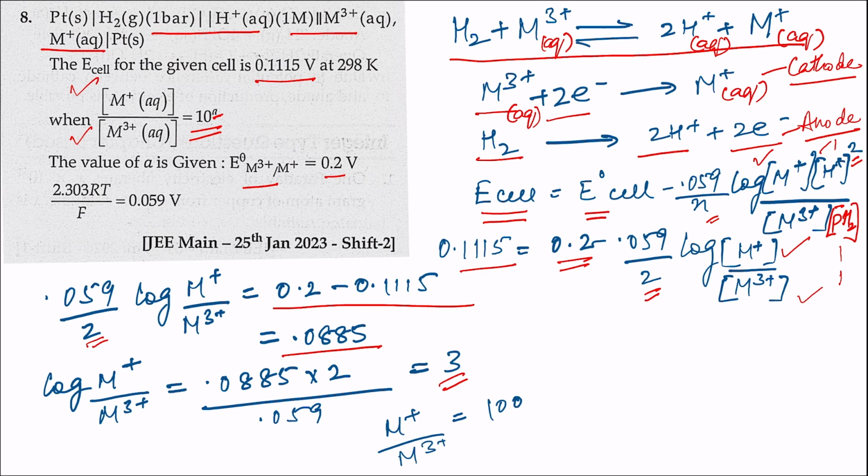Therefore antilog 3 will be 1000. So antilog 3 will give the ratio of the concentration of M+ to M3+ ion, which is equal to 1000, or this can also be written as 10 to the power 3. So 10 to the power A is equal to 10 to the power 3. So the value of A is equal to 3.